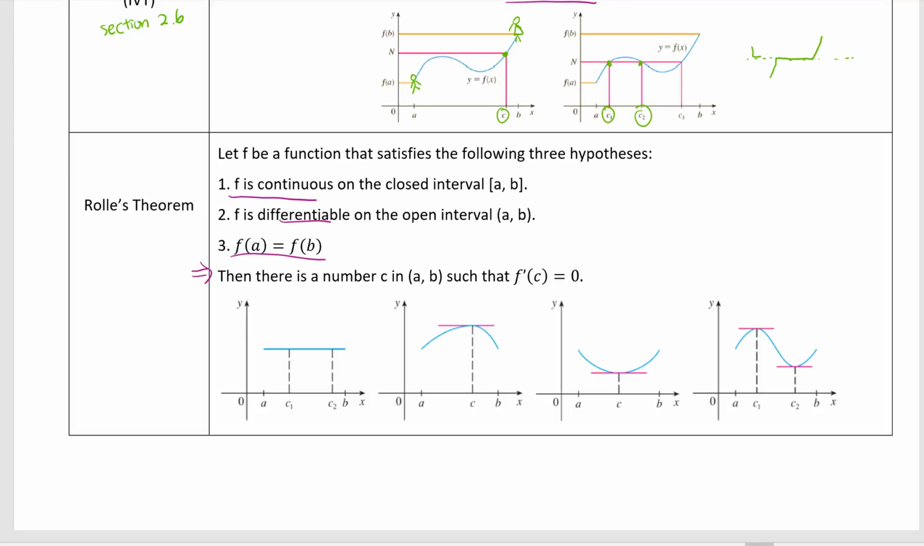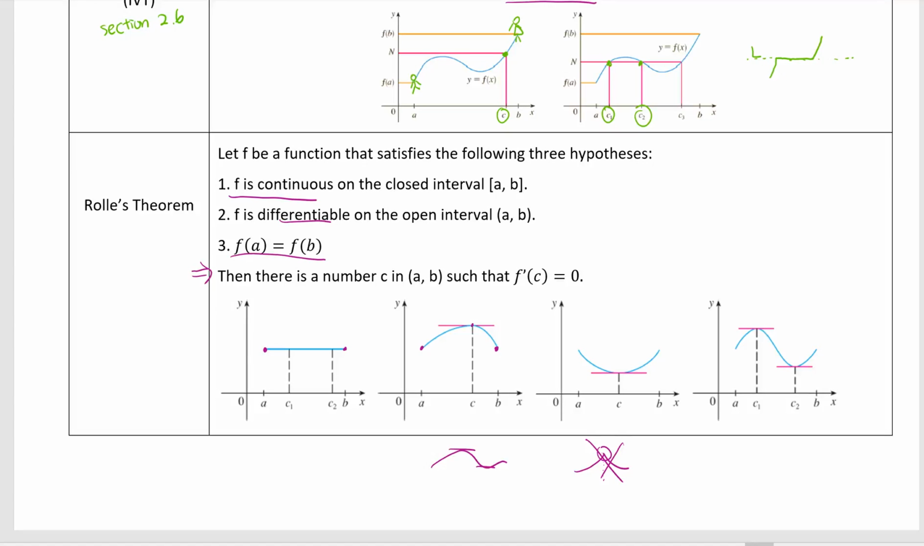Let's look at the first picture. You can see f(a) equals f(b). Actually, this is a constant function, so for all the numbers in between, the derivative is 0. The slope is 0 at those points. In the second picture, you can see we have one point where the slope is 0. This is always true because the function is differentiable, so we can only have it like this. We always have some point where the derivative is 0. We're not allowed to have this other case, because in this case the derivative does not exist.